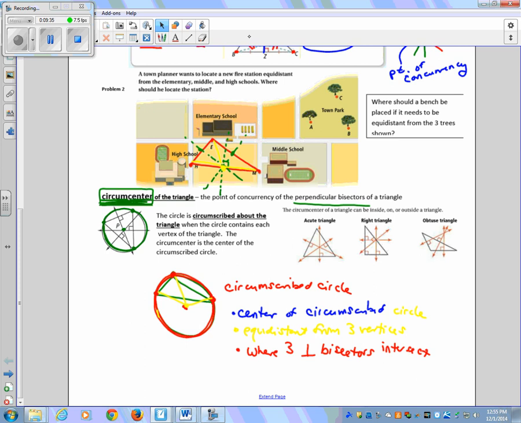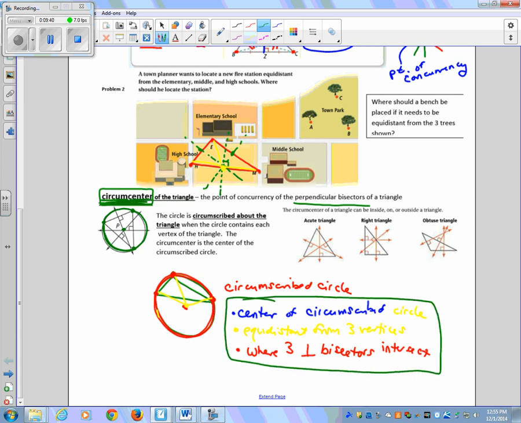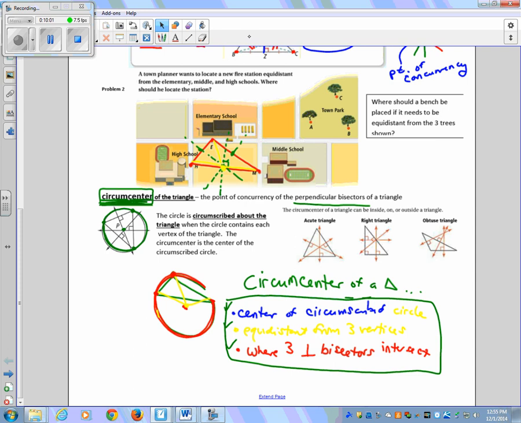Now this is all describing the circumcenter of a triangle. It's the center of the circumscribed circle, it's equidistant from the 3 vertices, and it's where the 3 perpendicular bisectors intersect.